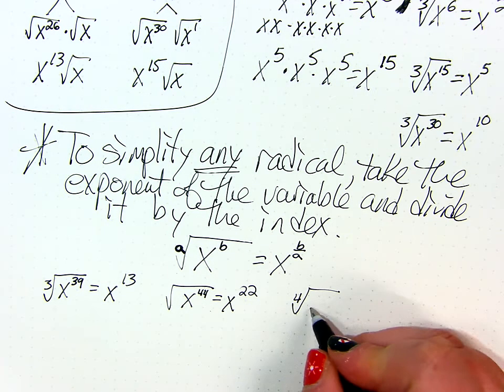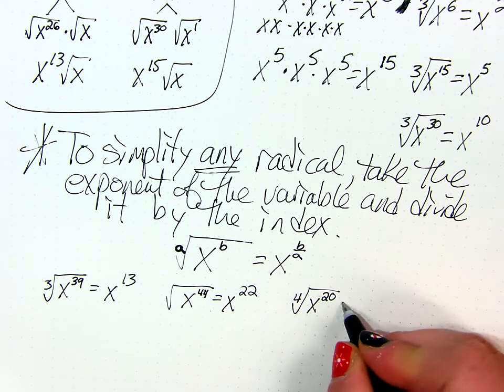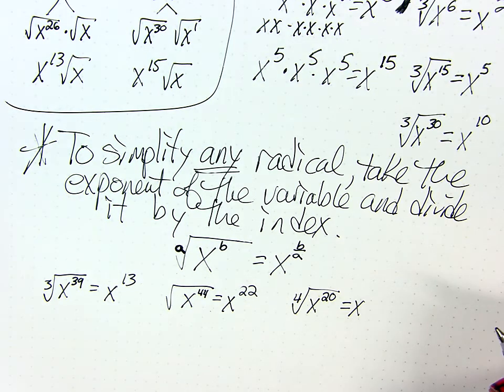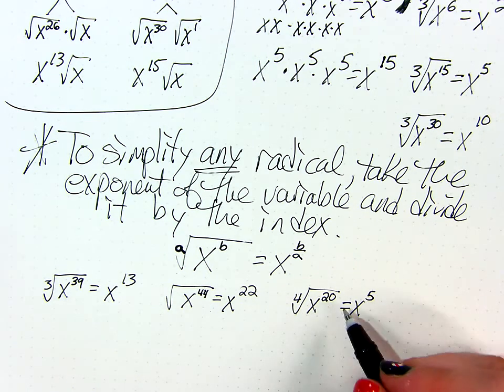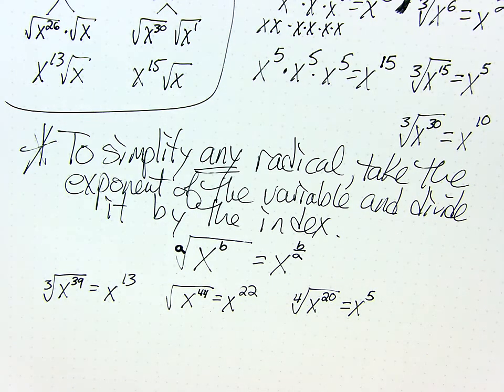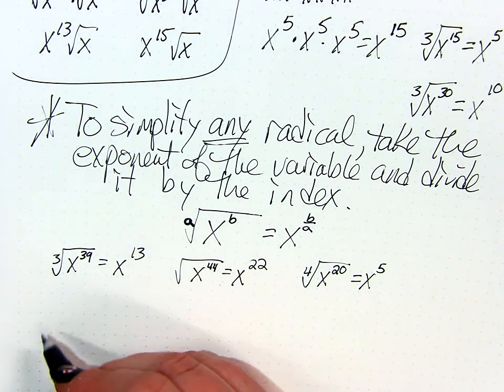So if I had the fourth root of x to the, I don't know, 20th, that would just get me x to the 5th, because I'm going to do 20 divided by 4. Whatever the exponent is, divide it by your index. Is this okay? Yes.